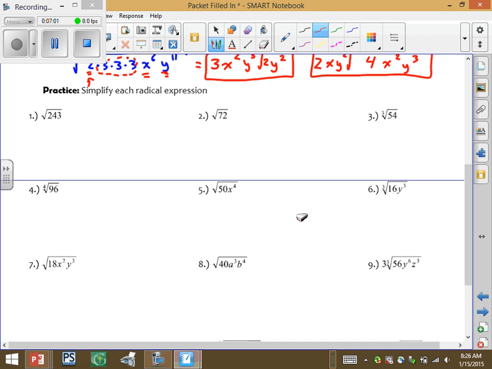So square root of 243. We don't know what 243 is. That's not one of our perfect squares. So I'll do a quick breakdown. 243 divided by 3. That's 81 times 3. We need them to be in partners. This is a square root.